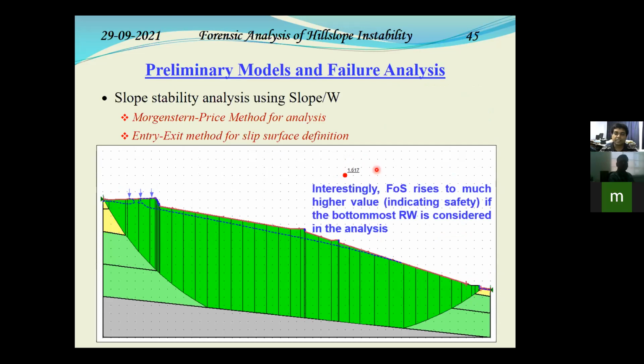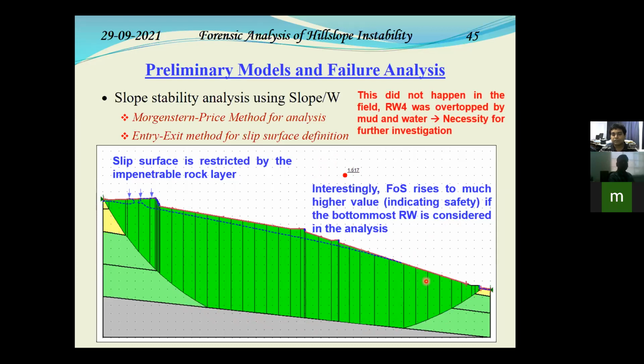Now, why did such a condition happen? You can see that the slip surface which has been generated is now basically trying to penetrate the rock layer, which is impenetrable. And because it is not able to penetrate, more resistance is generated here. And that's why probably the factor of safety increased. But in the field, what we have seen from one of our earlier figures as well, is that the soil actually overtopped retaining wall 4. So that means retaining wall 4, although it could have stopped, however, the soil with the muddy water, the seepage water, overtopped retaining wall 4, and retaining wall 4 did not serve any purpose. And since this is not getting reflected in this particular analysis at the preliminary level, that's why we need further investigation.